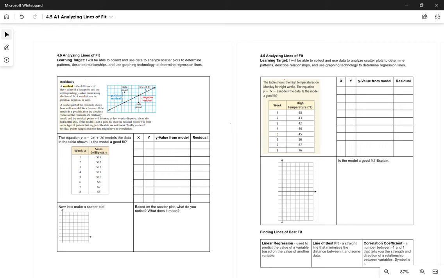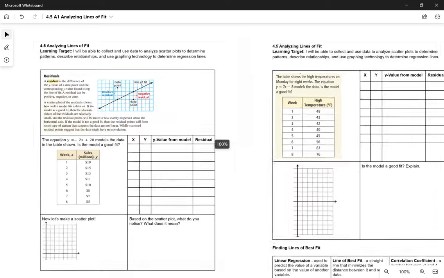Hello everyone! Today we're going to be going over analyzing lines of fit. So our goal today is to be able to collect and use data to analyze scatter plots to determine patterns, describe relationships, and use graphing technology to determine regression lines.